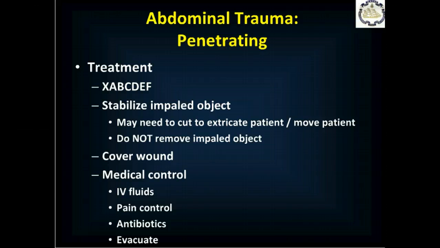Cover the wound. If the bowel's prolapsed, moisten a trauma dressing, or if you don't have a trauma dressing, moisten a towel, put that on, and then cover it with saran wrap or something that's fluid impermeable to keep the bowel moist so it doesn't dry out. And then you want to talk to medical control. They're going to need IV fluids. You're going to need to control their pain, antibiotics with an open wound, and get them evacuated.